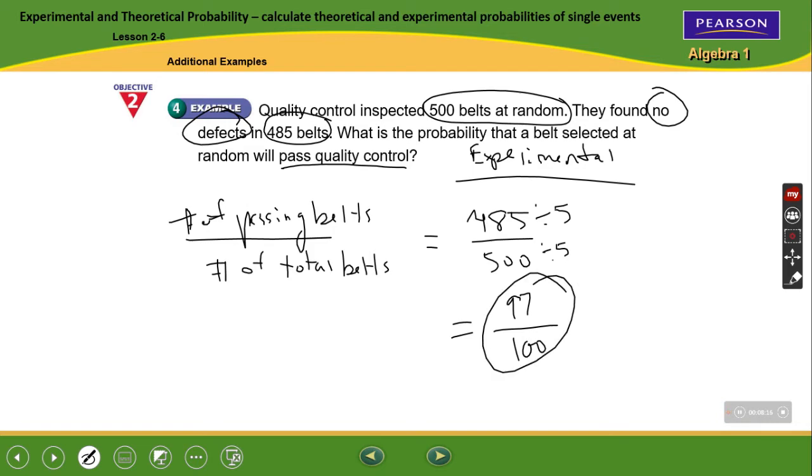Again, experimental because it actually happened. Theoretical is just based on a logical construct or idea that could happen. It has not yet happened, but it's based on what should happen. So theoretical is what should happen. Experimental is what actually happened.